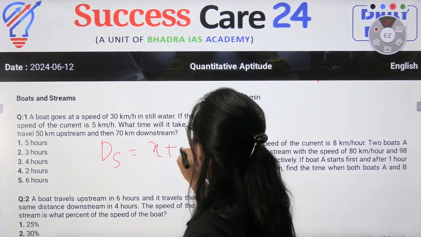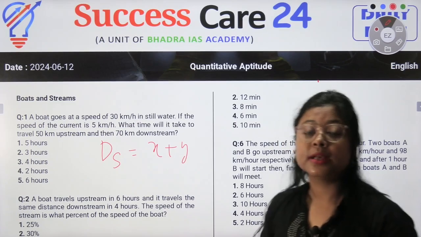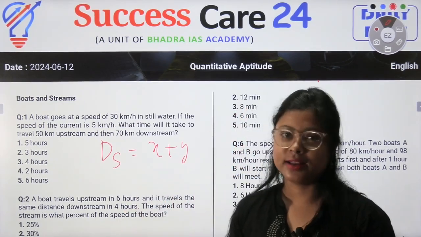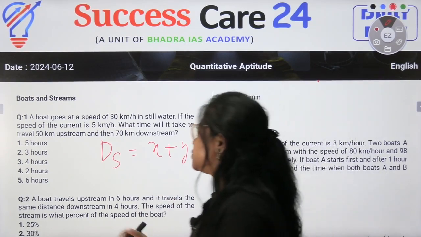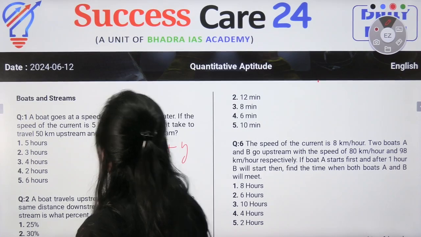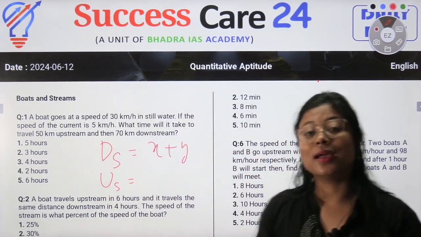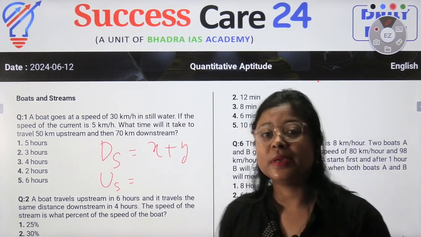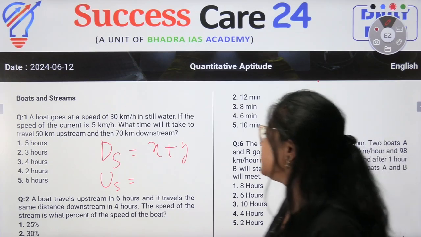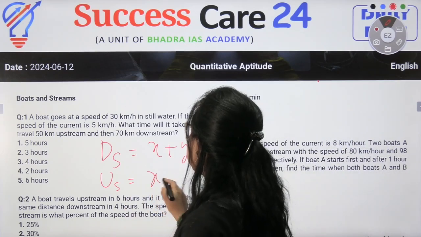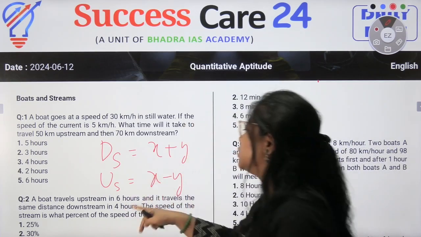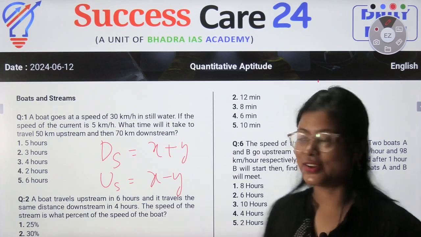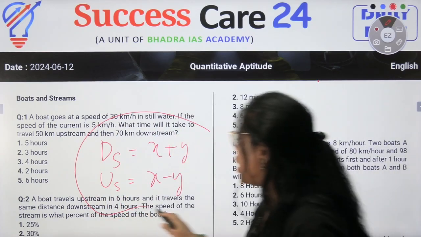x plus y, where x is the speed of the boat or man and y is the speed of the current or stream. So what is upstream speed? Upstream speed is when we go against the current or stream, so our speed seems to reduce. That is why upstream speed is written as x minus y. Similarly, here also x is the speed of the boat and y is the speed of the current. So this is the basics of boat and stream.